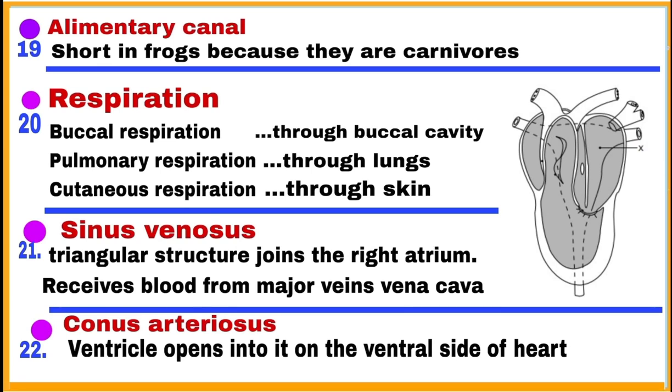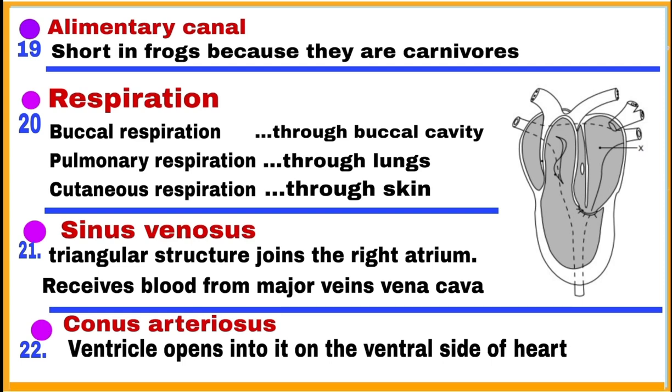Alimentary canal of frog is short because they are insectivorous or carnivorous animals. Frogs respire by buccal cavity. This type of respiration is called buccal respiration. When they respire with the help of skin, the respiration is called cutaneous respiration, and frogs also respire with the help of lungs, and this type of respiration is called as pulmonary respiration. But when they undergo winter or summer sleep, they respire only by skin.